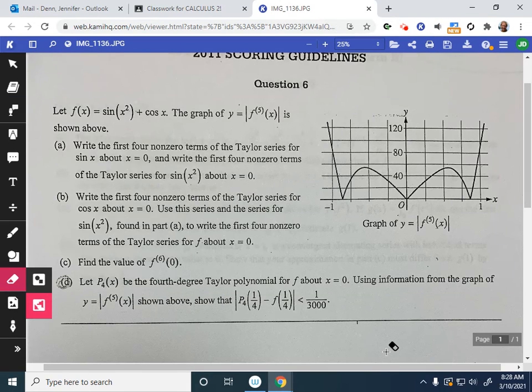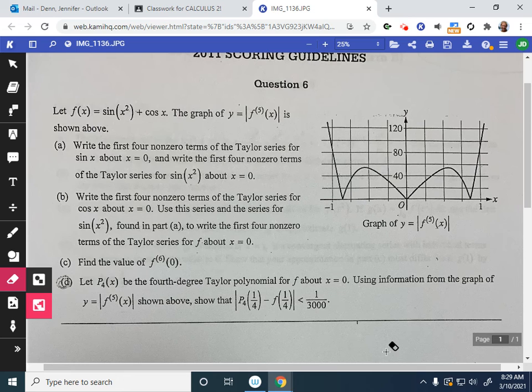Okay, you ready for another one? I feel bad. I feel like this might be feeling more difficult to you than it needs to be, at least the whole error part. So I'm hoping that when I get to the error in this one, part D, I can make it make a little bit more sense.